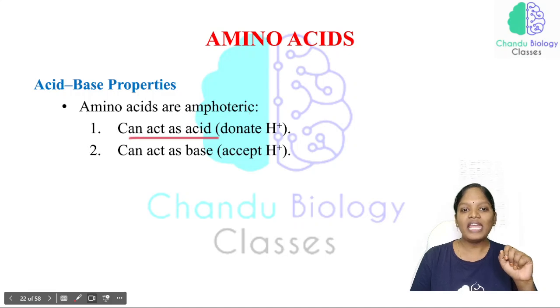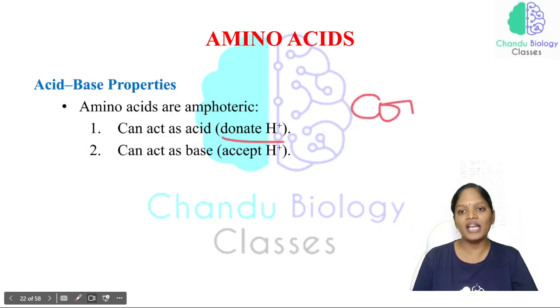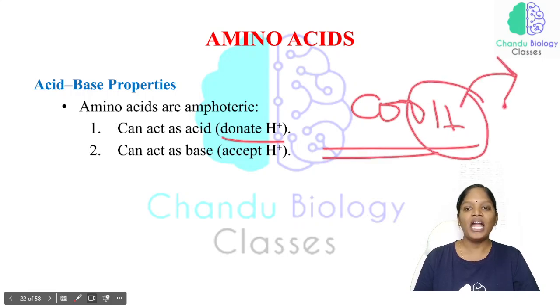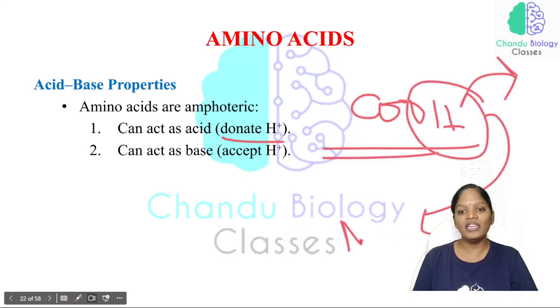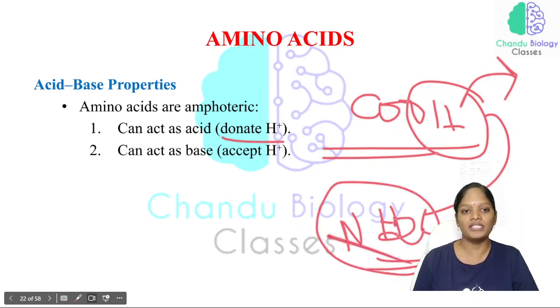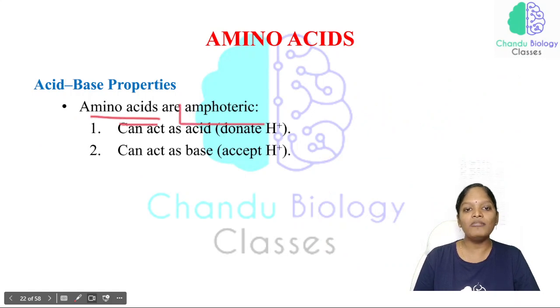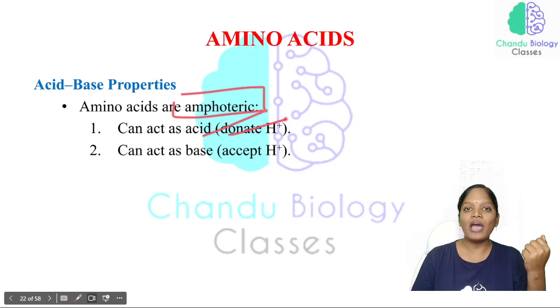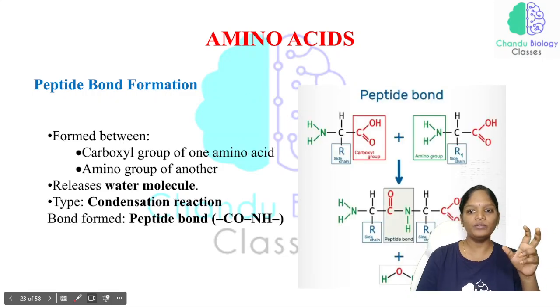So here it can act as an acid. Which structure do we call the acid? The acid always donates H+, so that is the carboxylic acid group. In the carboxylic acid, hydrogen is donated and accepted by the NH2. As it is accepting, we call that a base. So as one amino acid acts as an acid as well as a base, we say the amino acid is amphoteric. This is a very important point to know.